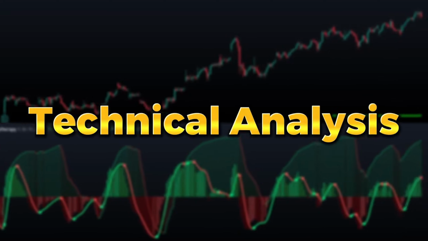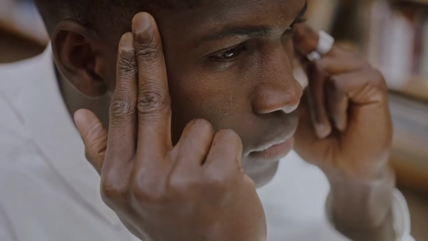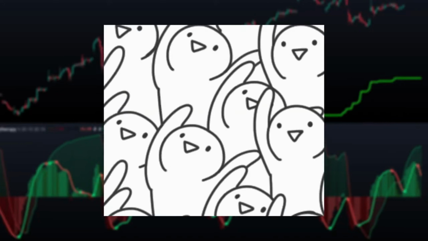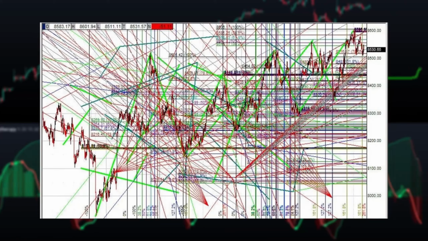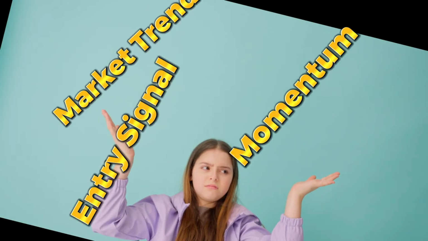Technical analysis. Technical analysis is the cornerstone of a successful trader. It gives you a broader vision to see the market. But the most common mistake of beginner traders is using too many indicators. But that is because I need to know current market trend, momentum, and entry signal at the same time.